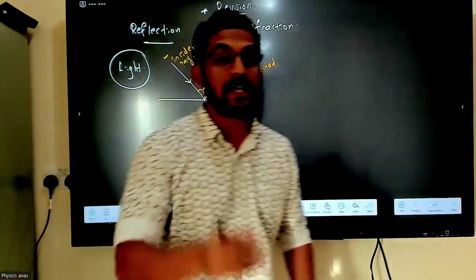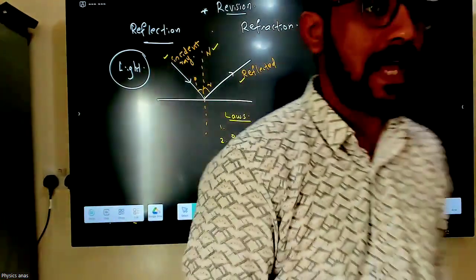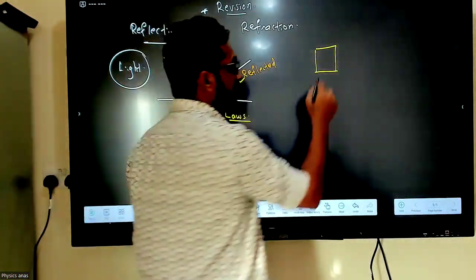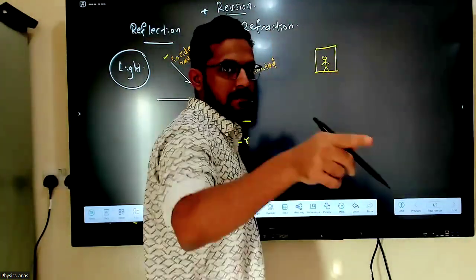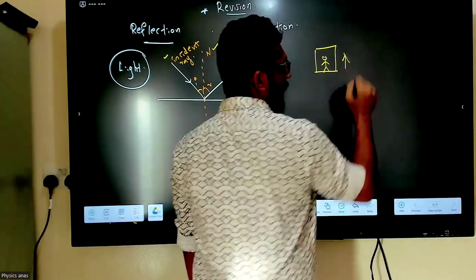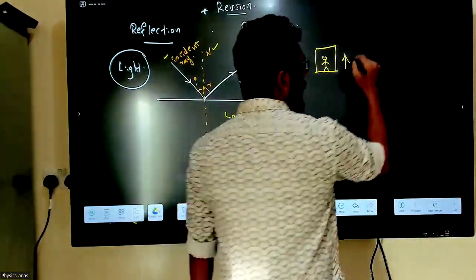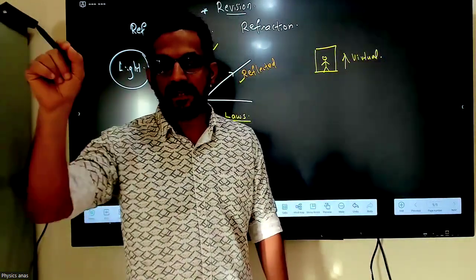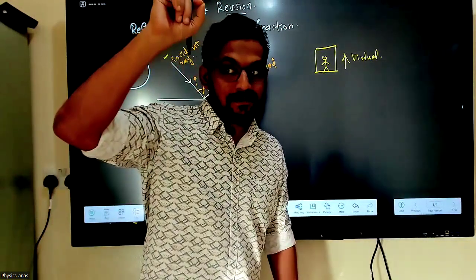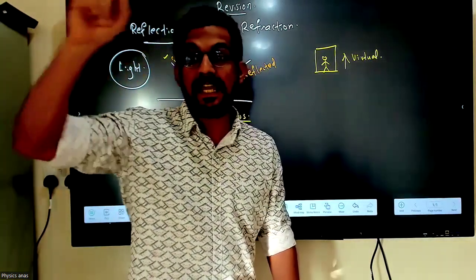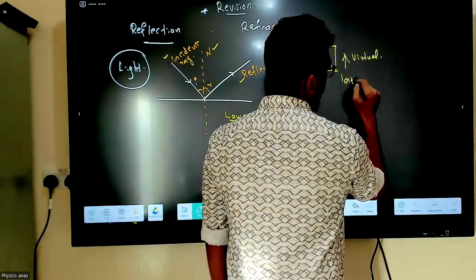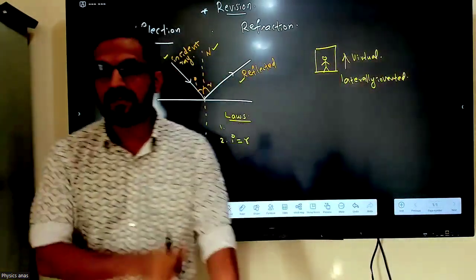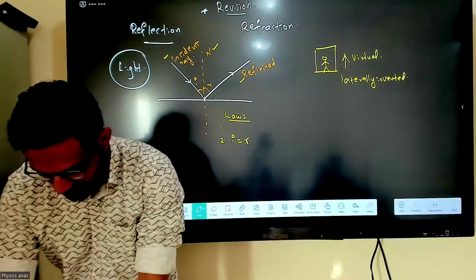Now the characteristics of the image formed by a plane mirror. What will be the characteristics of an image formed by a plane mirror? Image size will be the same as the object. The image is erect. If it is erect, that will be virtual. And there is a term called laterally inverted. You got it? Laterally inverted.